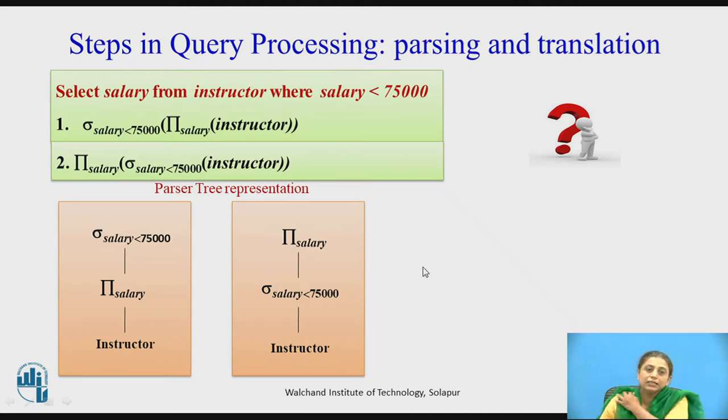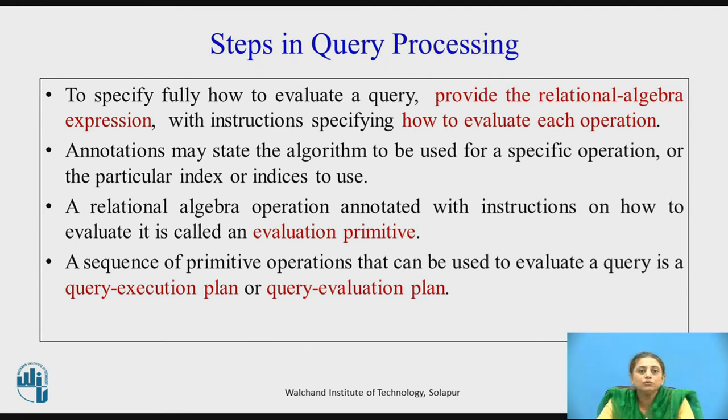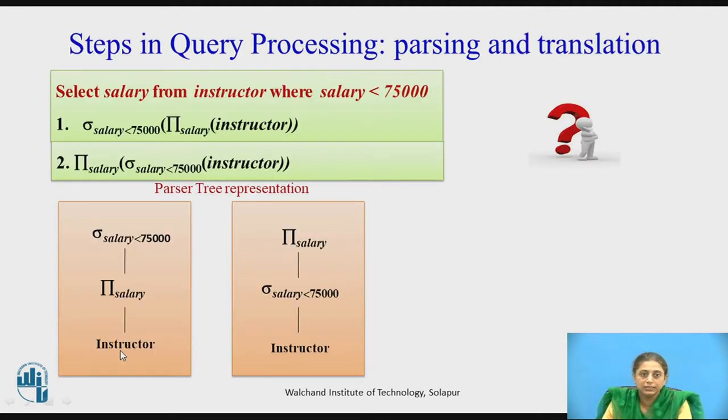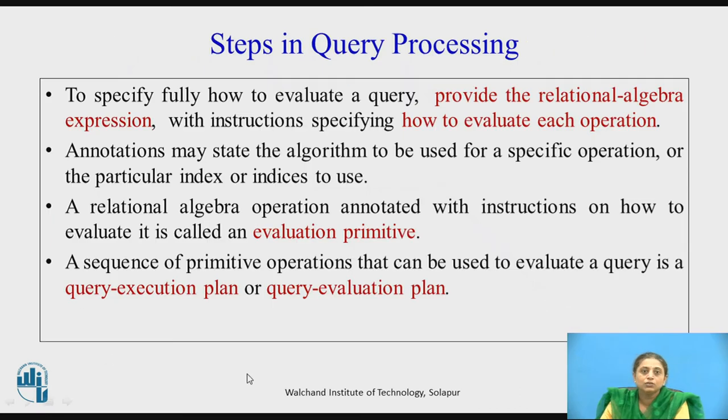So the first step, parsing and translation, finds all the possible plans. Now the plans with that parse tree representation will be further enhanced into the query evaluation plan. What does that mean? While evaluating a query, we have to provide the relational algebra expression that has been calculated, and then we have to specify how to evaluate that expression as well. Coming back to this example, this is a plan, or a relational algebra expression. Now, how to project this salary, or how to select salary less than 75,000, those specific instructions need to be given. The operation annotated with that particular instruction is called an evaluation primitive.